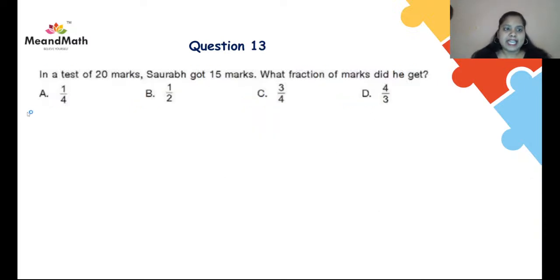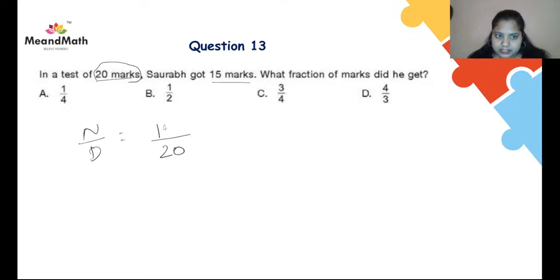In a test of 20 marks, Saurabh got 15 marks. What fraction of the marks did he get? First, let us write the fraction, what we get here as numerator or denominator. The test was for 20 marks, so the total parts here will be 20. Saurabh has got 15 marks, so the numerator, that is the shaded part, whatever marks he has got, is 15.